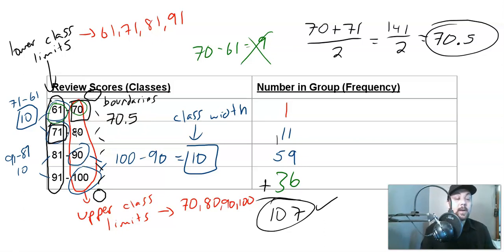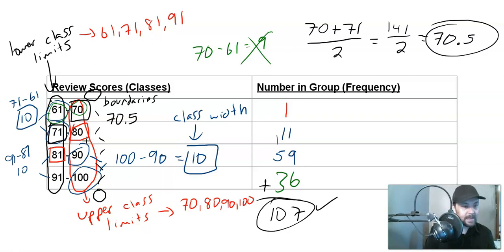What is the boundary between the second and the third class? To find that, we would want to look at the upper class limit of the second class, which is 80, and the lower class limit of the third class, of the next class, which is 81, and find the value exactly halfway in between those two. And that's going to give me the boundary between those two classes.